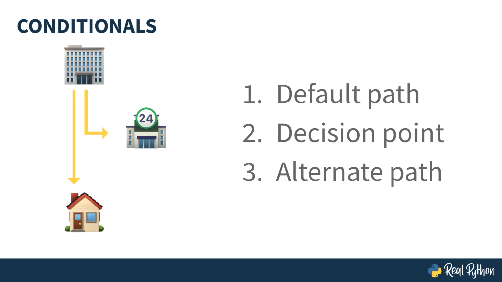So there are these three elements: a default path, a decision point, and an alternate path. And these are the key ingredients to conditionals. You could say in life, but also in Python. So let's consider an example that's a bit closer to Python.